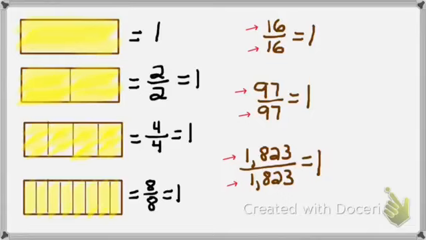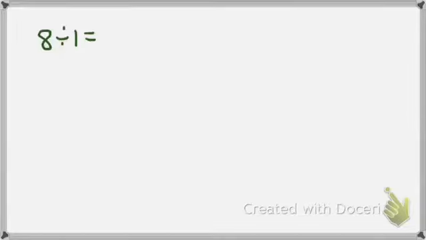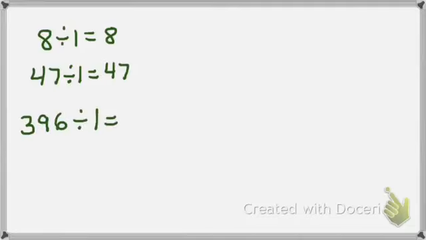So when you have a fraction, if the numerator and denominator are the same, you have 1 whole. Let's relate that back to what we know with whole numbers. If I'm given the problem 8 divided by 1, what does that equal? Well, that equals 8. What if I'm given 47 divided by 1? That equals 47. What about 396 divided by 1? That equals 396.